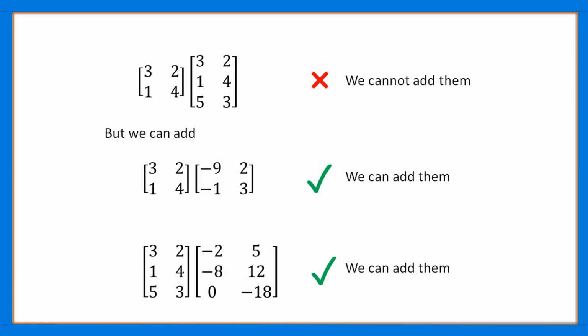So always we should keep in mind that while adding or subtracting any number of matrices, we should first of all check whether the matrices are of same order. And second thing we need to do is we need to operate with the corresponding elements of the matrices.